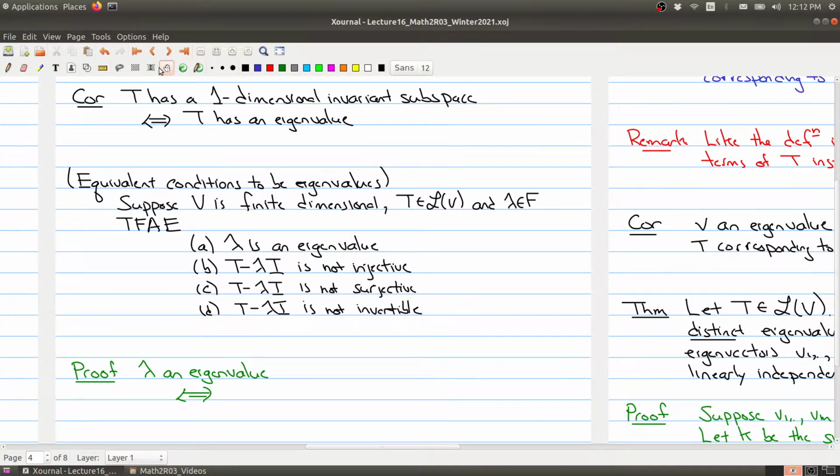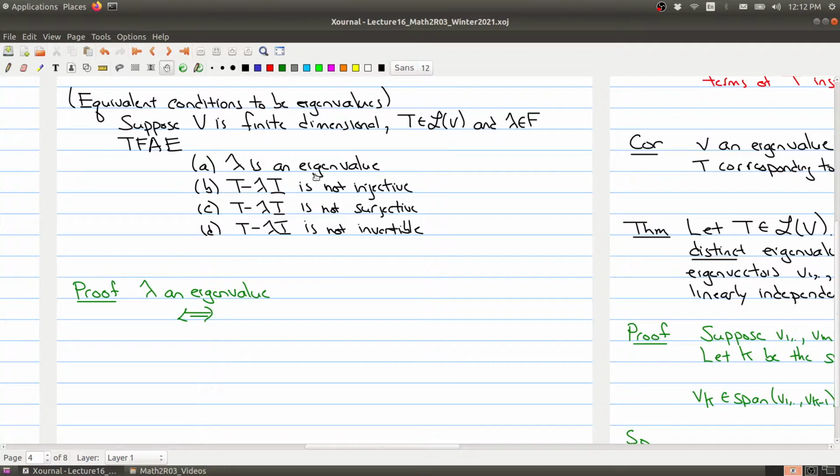So we're talking about eigenvalues, and I ended off part 2 with this particular theorem which describes some equivalent statements for something to be an eigenvalue. And the first thing I want to do is quickly run through the proof. So let's explain why this is true.